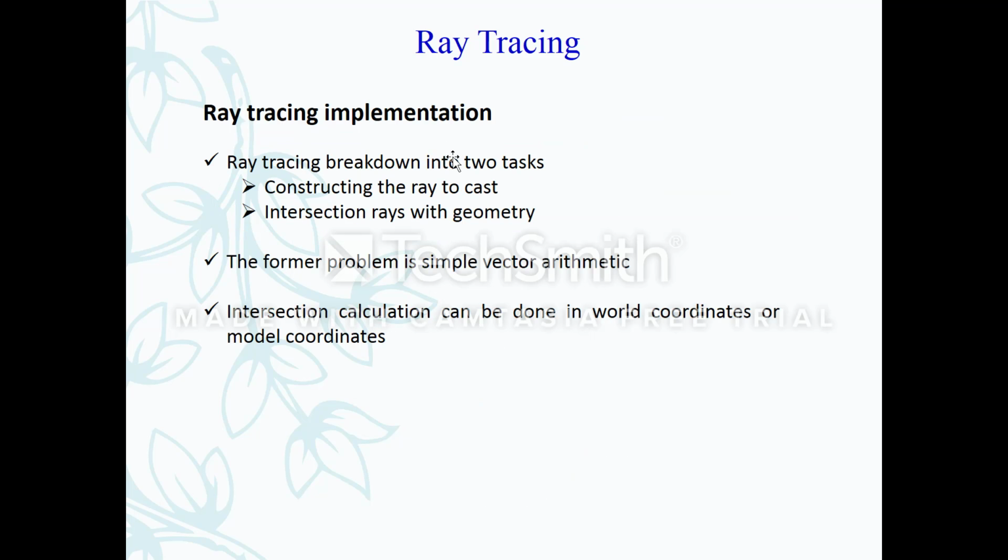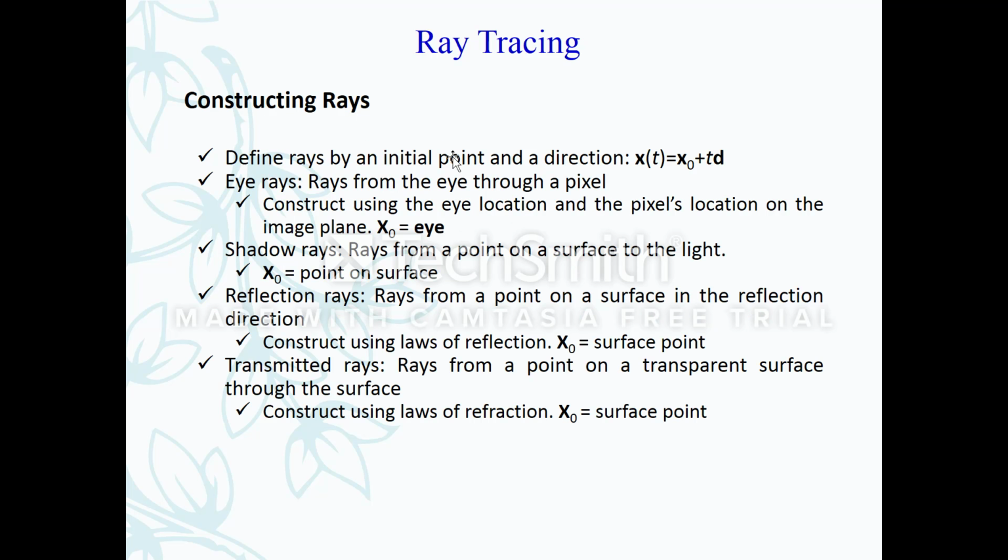Ray tracing implementation. Ray tracing breaks down into two tasks: constructing the ray to cast, intersecting rays with the geometry, and filling the corresponding pixels. The former problem is simple vector arithmetic. Intersection calculation can be done in the world coordinates or model coordinates. Constructing rays: define rays by the initial point and direction, x of t equals x naught plus t d, as it is a straight line. Eye rays are from the eye through a pixel. Rays coming from the eyes are called eye rays, constructed using the eye location and the pixel location on the image plane.